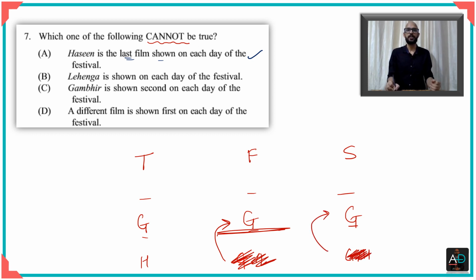Your second show becomes the last show, and then of course you will not have Haseen shown on this day. You will not have Lehenga shown on this day. Alright. So even C is possible, B is also possible. Finally, we look at option D. A different first film is shown on each day of the festival, on the first day.